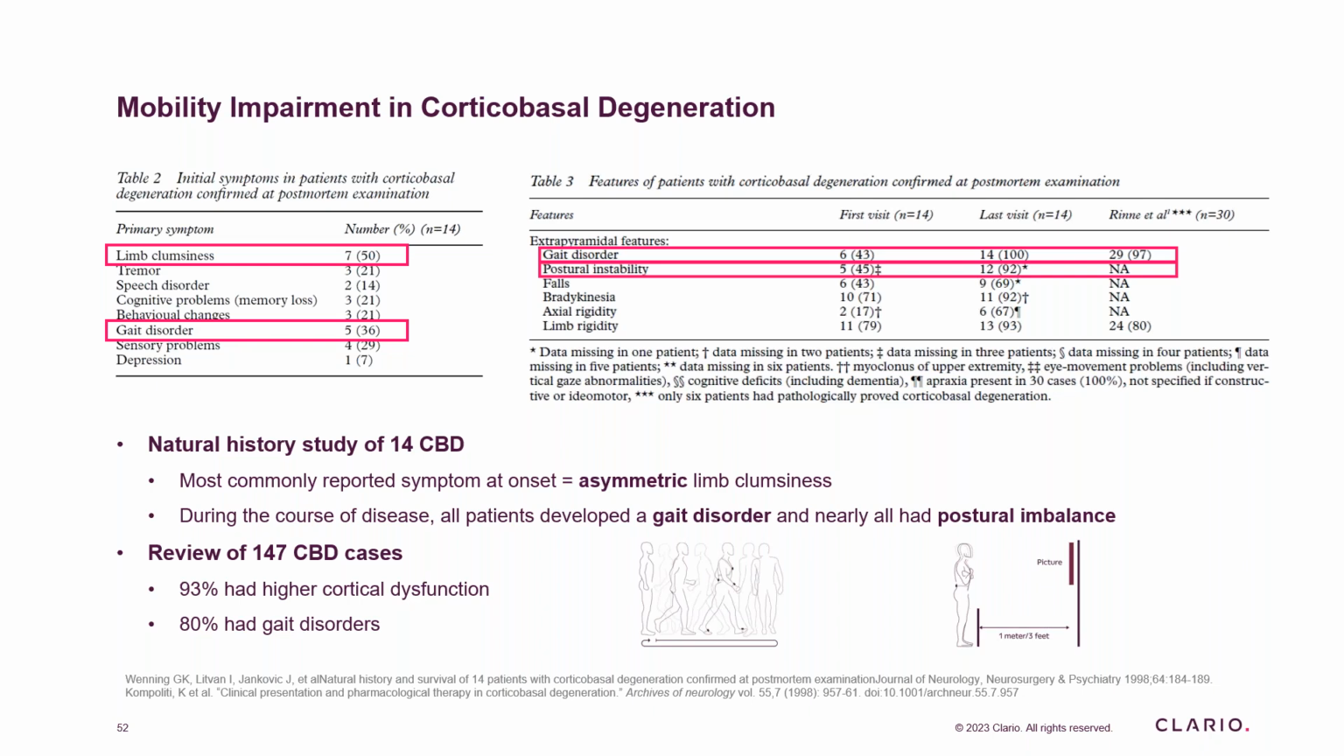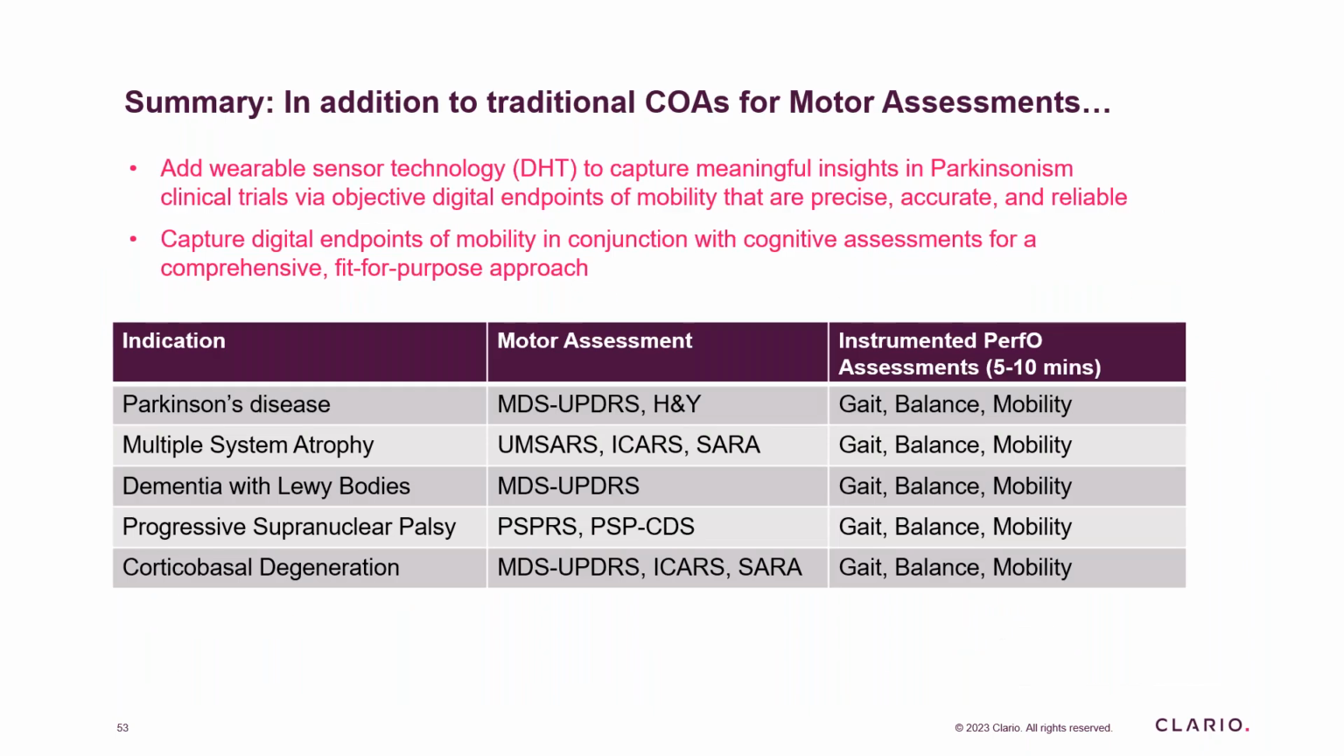And then in another study, a review of 147 cases revealed that 93% had a higher cortical dysfunction, and then 80% of those had gait disorders. So very important to capture this data.